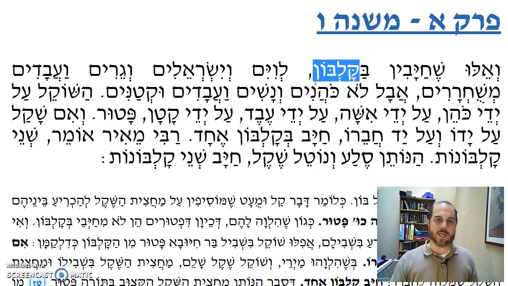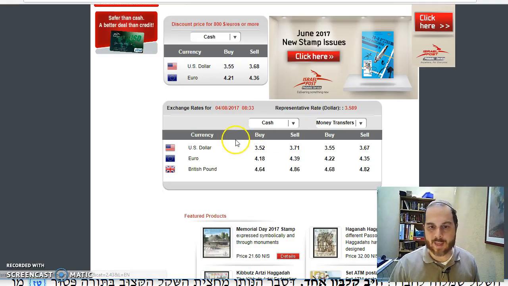Everybody knows you have to give Machzit HaShekel. That's a topic of our Masechta. You have to give a half shekel to the Beit HaMikdash. But there's this additional payment called the Kalbon. The best way I can explain it is by looking at exchange rates.